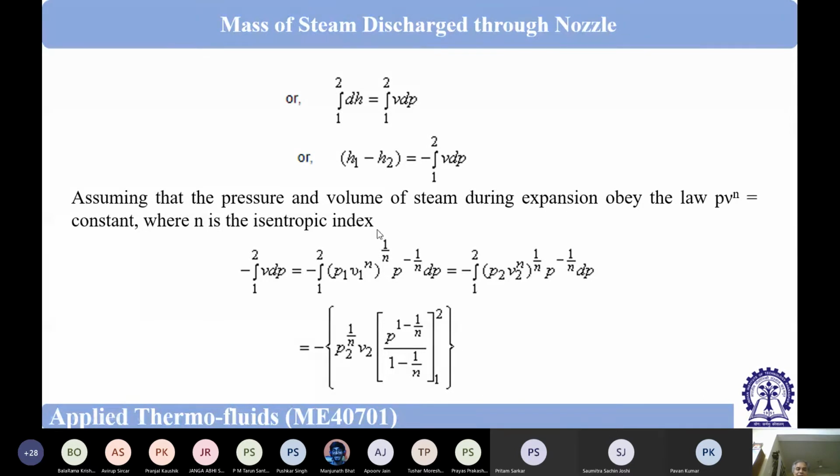Assuming that the steam also obeys the law PV to the power n equal to constant during expansion, where n is the isentropic index, we will get this kind of an expression.